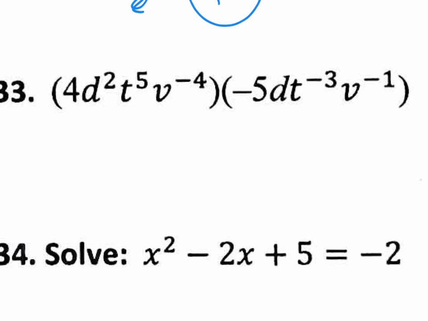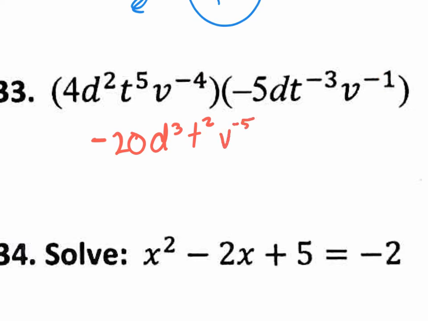So right here we have 4 times negative 5. What's that? Negative 20. And then we have d to the second times d. What's d to the second times d? D to the third. And then we have t to the fifth times t to the negative 3. What's 5 plus negative 3? T to the second, right? And then v to the negative 4 times v to the negative 1. What's negative 4 plus negative 1? V to the negative 5.